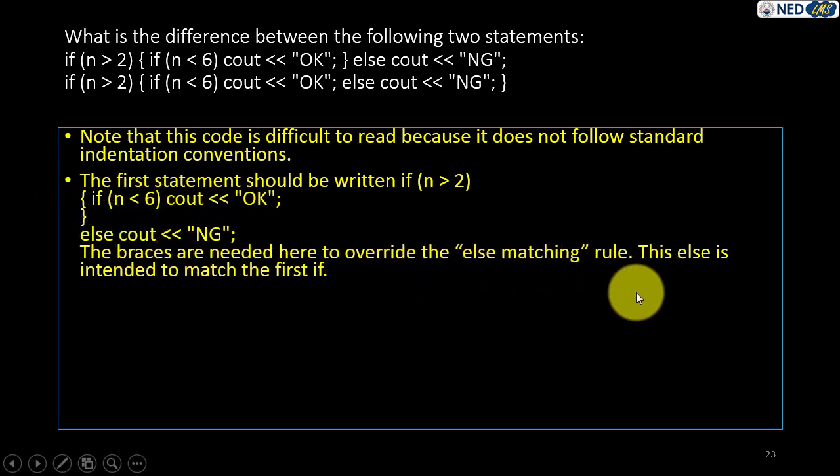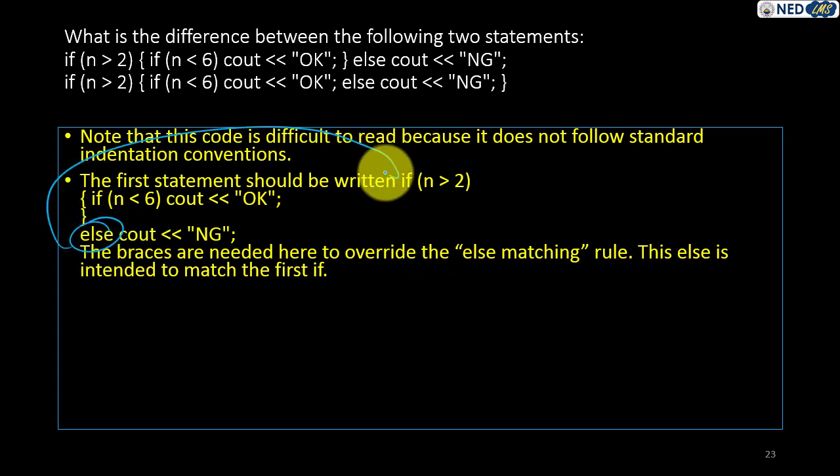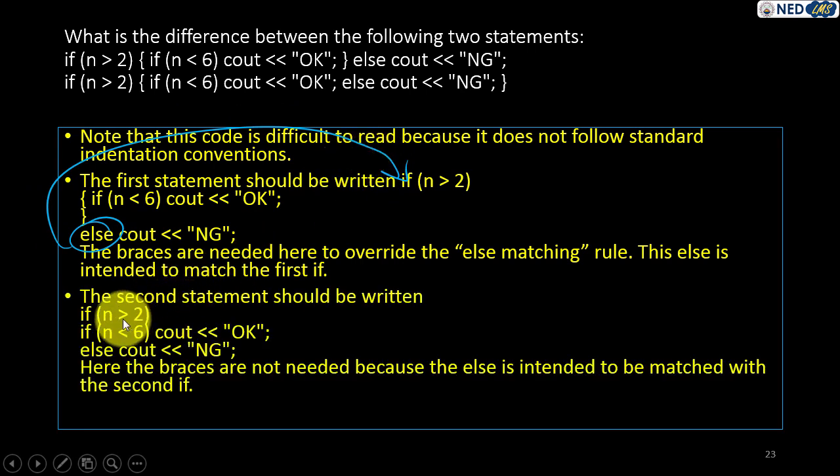This else is intended to be matched with the first if, so this else is going to be matched with this if over here. And the second statement should be written: if n is greater than 2, and if n is less than 6, cout okay, else cout not good, and then this else is going to be matched with this if. Here the braces are not needed because the else is intended to be matched with the second if.